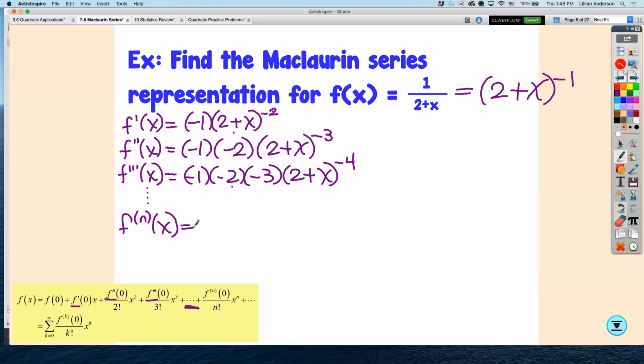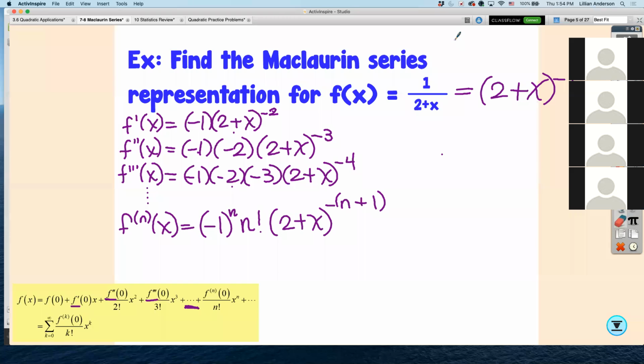This is what we're going to have to try to figure out. So in general, we have this formula after a little bit of talking off camera. We have -1 to the nth power times n factorial times 2 plus x to the negative parenthesis n plus 1. Remember, when we're alternating between the numbers being positive and negative, that's where the -1 to the nth power comes from. N is representing our particular derivative that we're on.